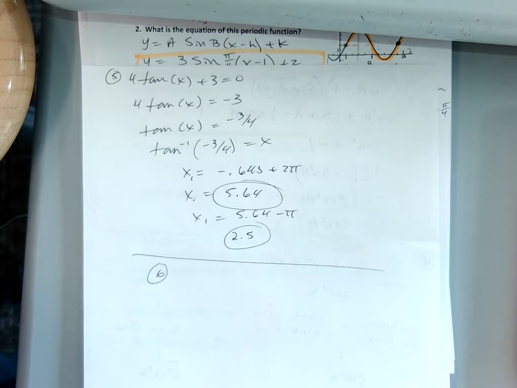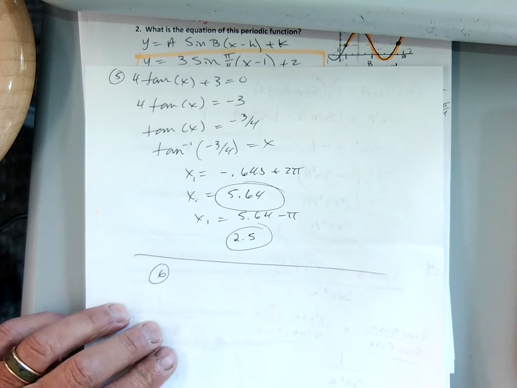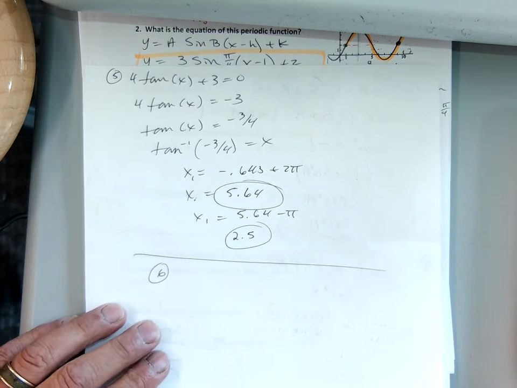Is that 0.643? Yeah, I think so. Then plus 2 pi, yeah. Then I added 2 pi to it to roll it around, okay? This is hard stuff, isn't it? Yeah, it is.